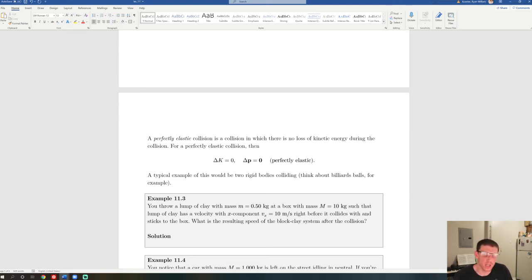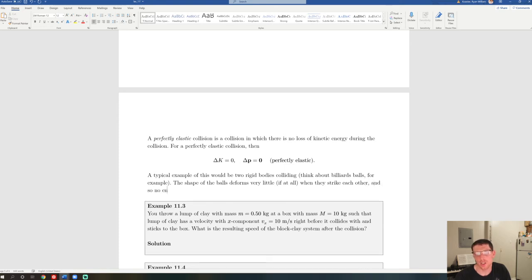The pool balls, they're pretty dense and made of hard wood, right? And so let me write this. The shape of the balls deforms very little, if at all, when they strike each other. And so no energy goes into the deformation of their bodies, right?